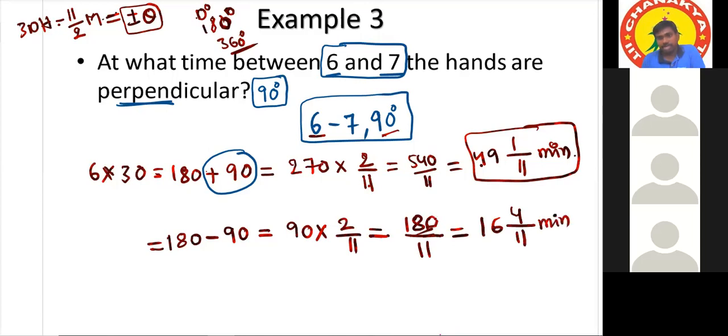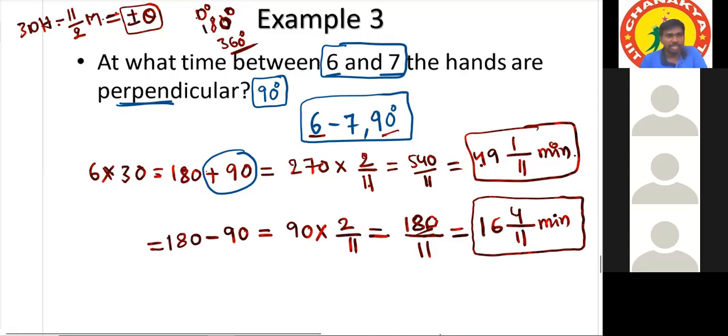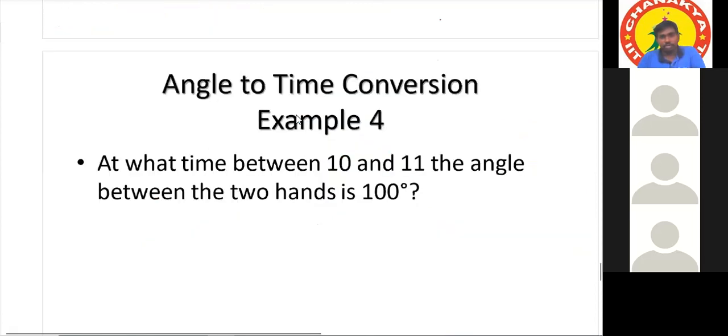These are the durations. I already mentioned that point. These are the durations, not the timings. If we ask for timing, then at 6:16 4 by 11 one time, at 6:49 1 by 11 another time. Yes, sir. And remember this point, for any other angle other than 0 degree and 180 degree, we have to do it for both, plus and minus. Not only for 90, for any angle, we have to do both.